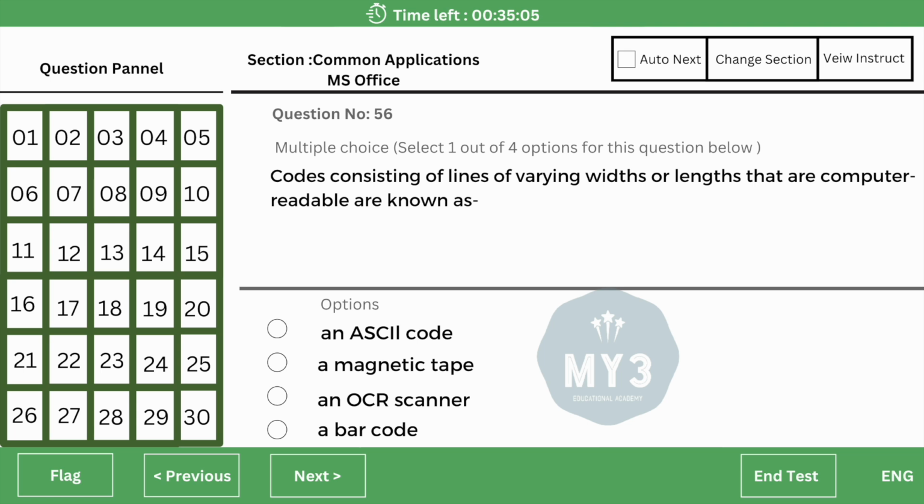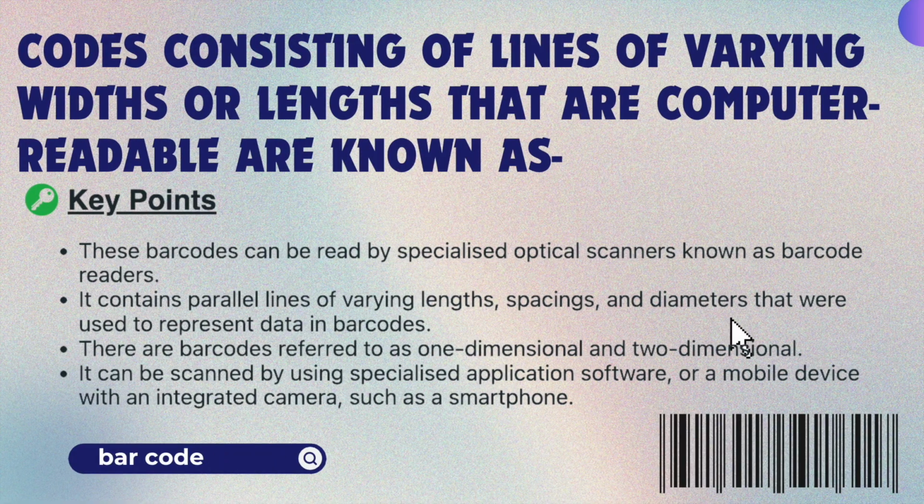Let's look at another type. They've given another theory question: code consisting of lines of varying width or length that are computer readable are known as. So the code consisting of lines of varying width and length that are computer readable is known as a barcode.